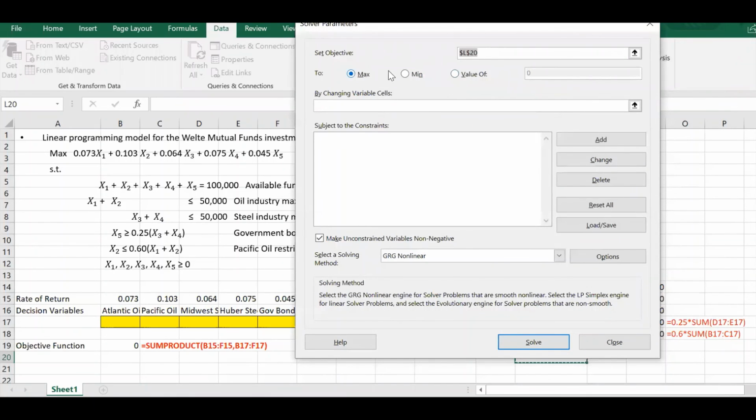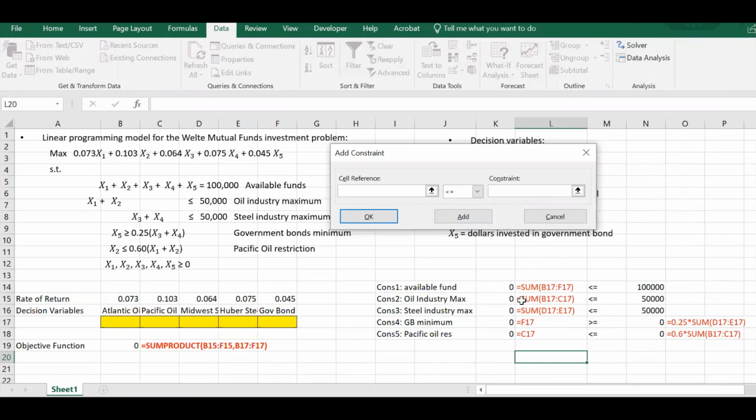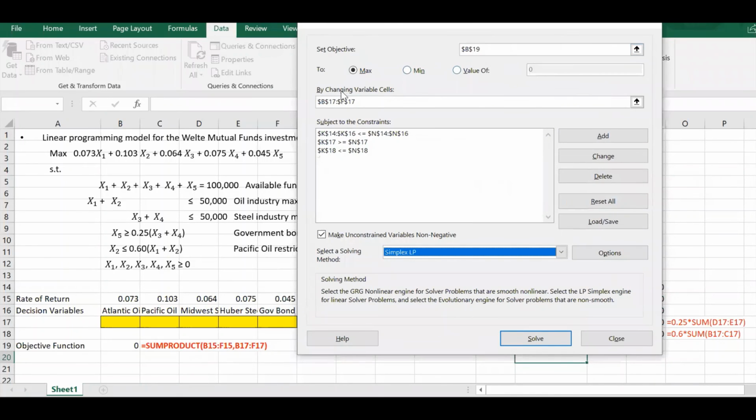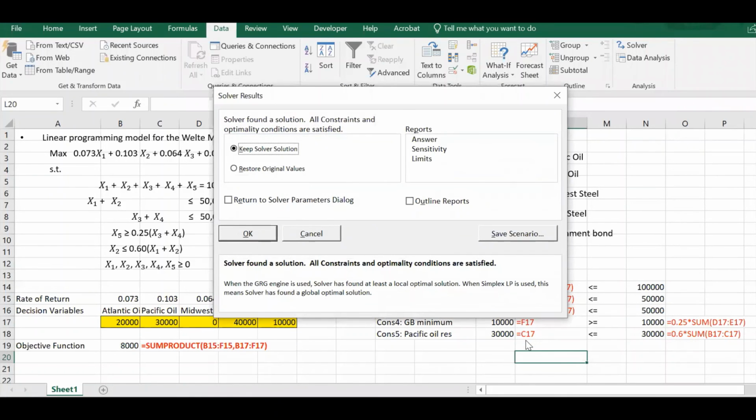All right, so I want to maximize return by changing five decision variables. Subject to, I have three less-than-or-equal constraints that are connected, so I just add them all at the same time. Then one greater-than-or-equal constraint, and another one that is less than or equal. Okay, so everything is set in terms of the constraints, making sure that the solving method is simplex LP. It seems that we have everything in order: decision variables, objective function, and the set of constraints. So we can go ahead and click on solve.